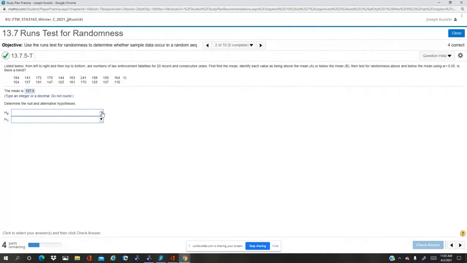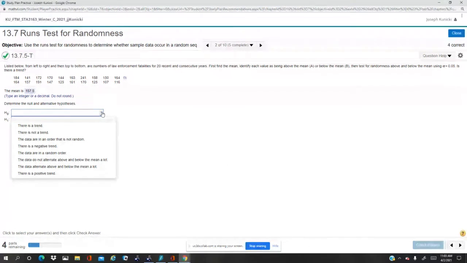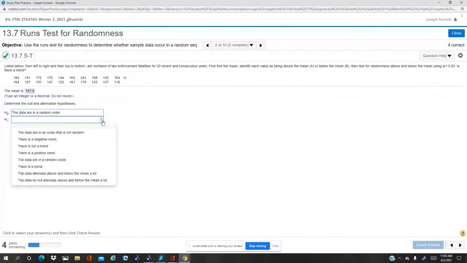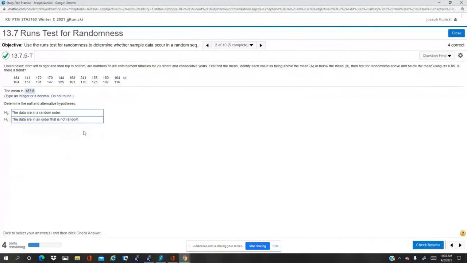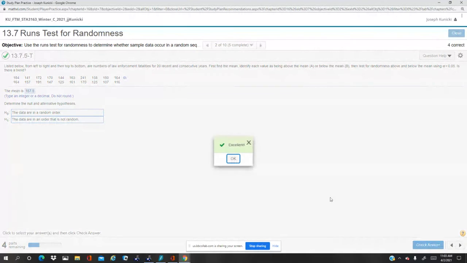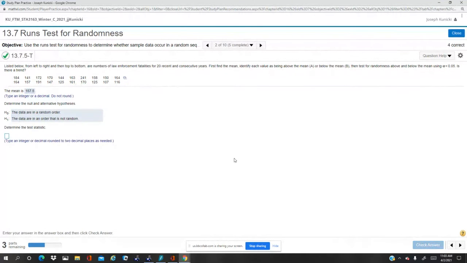Okay, so now the null hypothesis is that the data are in random order, and the alternate is that they're not random. Always the case. The test statistic. Well, first I've got to figure out the number of runs.